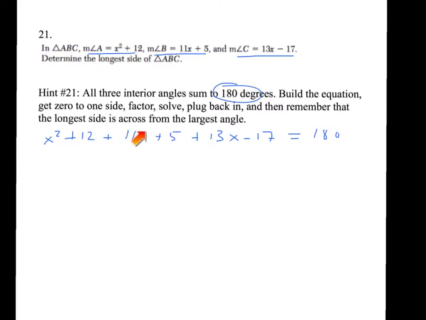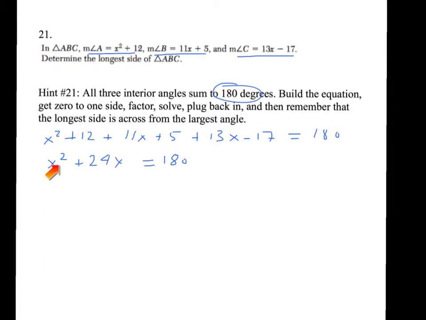Now this equation right here is very, very long. You can make it a lot smaller by combining like terms. X squared cannot get combined with anything else that's there. It's the only quadratic term. The 11x and the 13x can be brought together to make 24x. And now just do some adding of the numbers. 12 and 5 make 17. 17 and negative 17 make 0. So that's good news. Our gigantic equation changed into a very small equation right here.